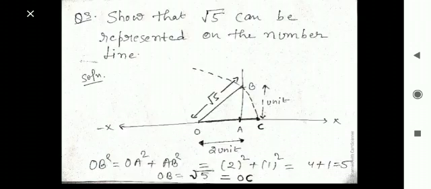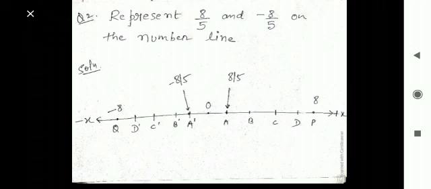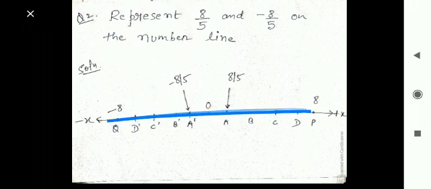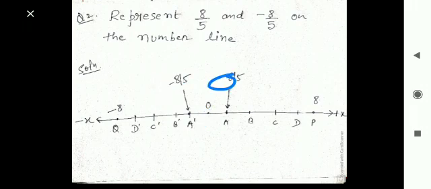Now come to the next question. See here, this is the second question I have taken: represent 8 by 5 and minus 8 by 5 on the number line. Again for the same question I have taken one number line here, and this is the origin point. In the numerator the number is minus 8 and plus 8, so take 2 points of plus 8 and minus 8. Here we have taken a point P which is the plus 8 point and Q that is minus 8. Okay, now see what is the number in the denominator. In the denominator the number is 5. So what does it mean?